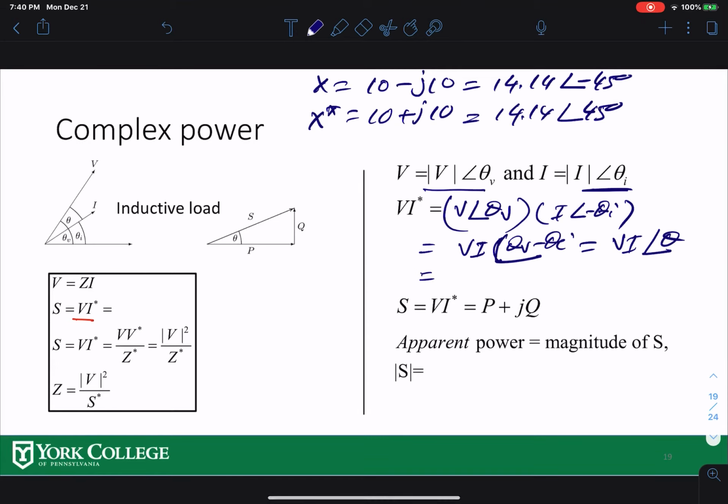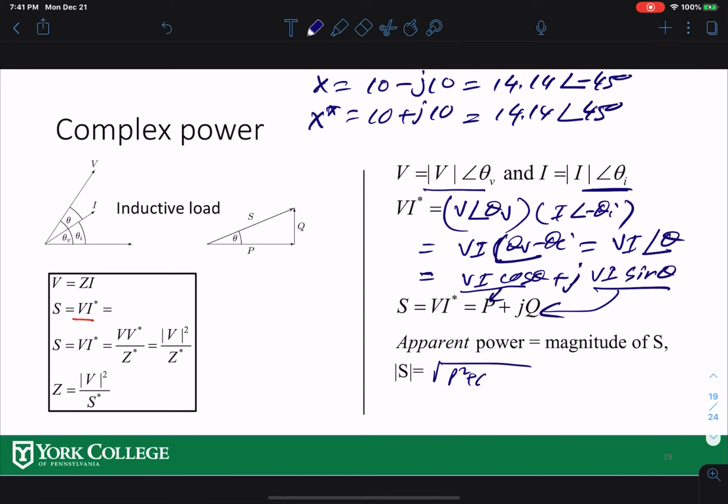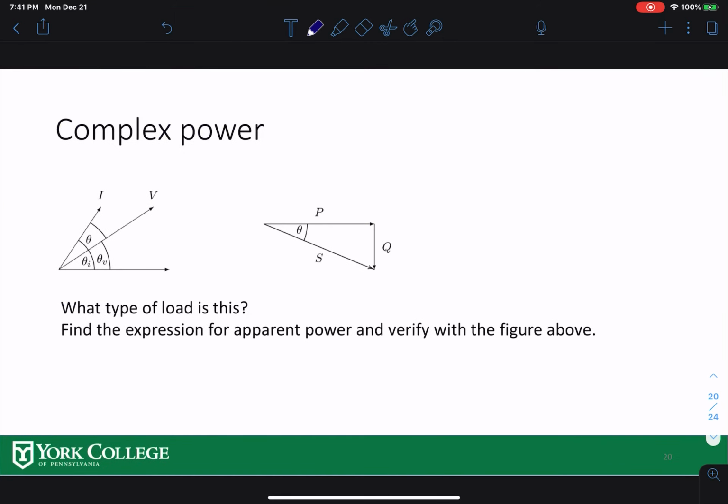So what is this again? If you remember from your complex algebra, this is VI cosine theta plus j VI sine theta. That's your complex number, right? So this is your real power here. This is your reactive power. So real power, this is your P, this is your Q, right? Then the magnitude of apparent power would be the square root of P squared plus Q squared. So a complex power has both parts, real part and reactive part. The real part is VI cosine theta and the reactive part is VI sine theta. And your apparent power is the magnitude of them.